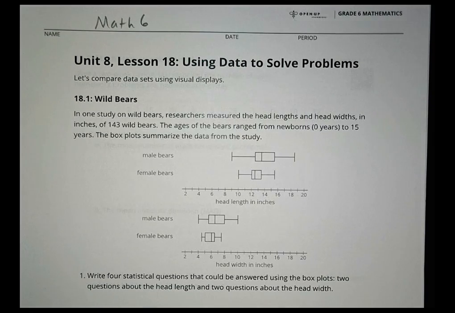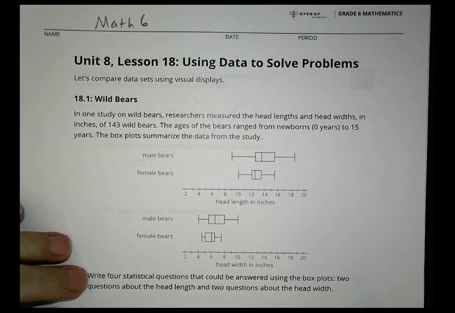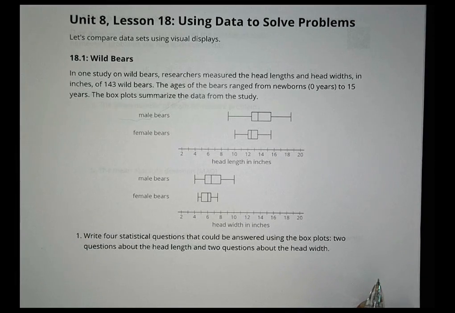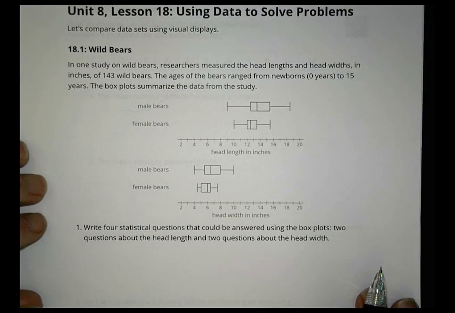Hey, this is Math 6, Unit 8, Lesson 18. Alright, using data to solve some problems. We're going to work through some problems here today, just a lot of practice stuff more than anything else before we get to the homework.